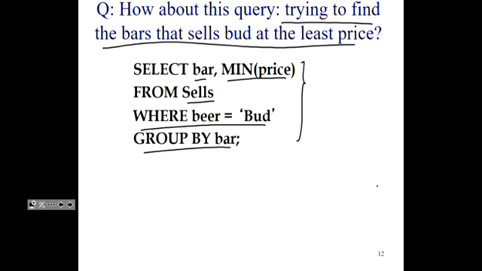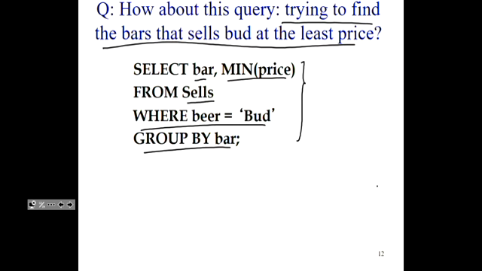So it makes sense from a syntactic standpoint. Why does it not make sense from a semantic standpoint, from a meaning standpoint? Why does it not satisfy my goal? I want to try to find the bars that are selling bud at the least possible price.